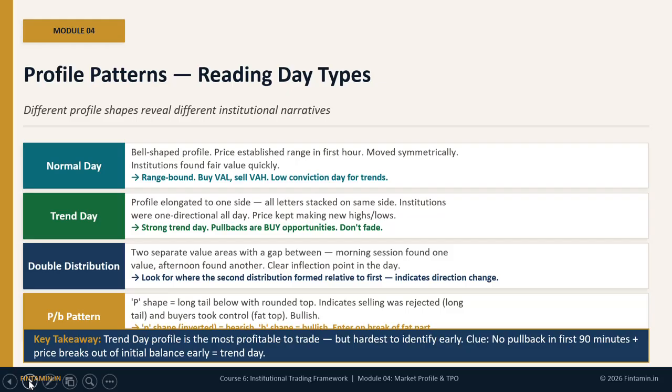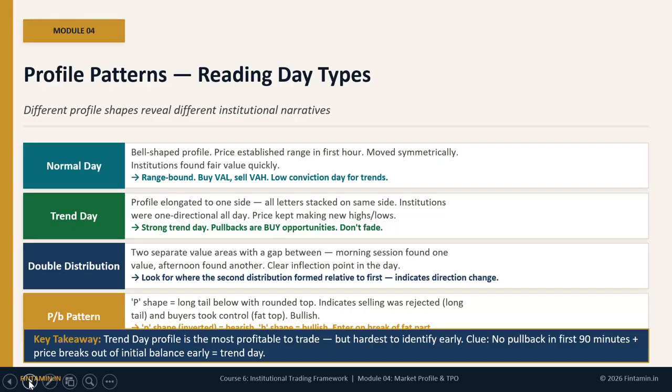Trend day. Elongated to one side. Almost all letters stacked in one direction. Institutions were aggressively one directional all day. Very rare. Maybe 3 to 4 times per month. When you identify one early, ride it. Do not fade it. Do not take profits early. Trend days are where the biggest gains happen.